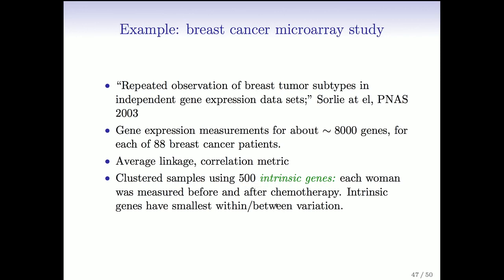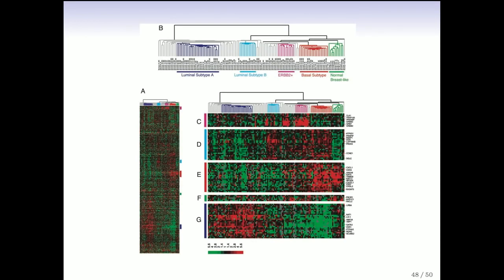The idea being, again, this is a biological concept, was that genes which didn't vary much in a woman before and after chemotherapy compared to the between women variation were thought to be intrinsic to her cell biology. So they were thought to be the ones that could best drive the clustering and separate the women in terms of their biology and maybe their response to treatment. They varied a lot between women, but little within women across the two repeated measures. Yeah. So doing that, we got the following clustering.